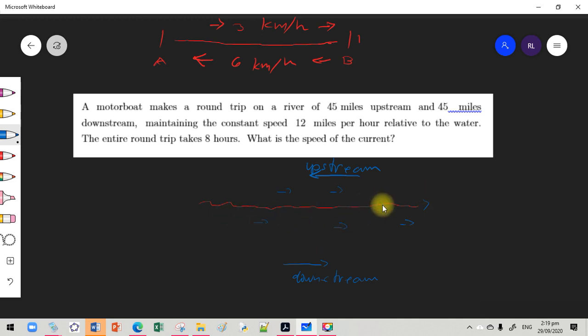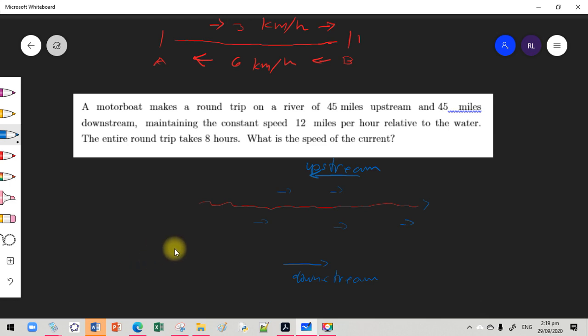The speed of this current is 2 miles per hour, and you're going along with that current, and your speed is 10 miles per hour. Therefore, your total speed will become 12. Your motorboat speed is 10, let us say, and the speed of the current is 2 miles per hour. Therefore, the total speed will become 12 miles per hour. So, the speed of the current will be added to your speed.